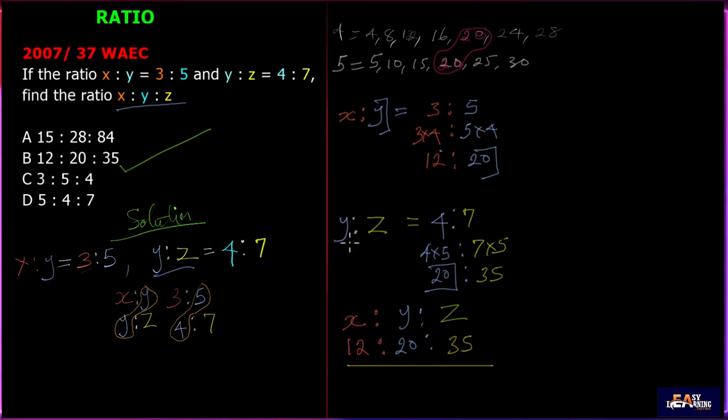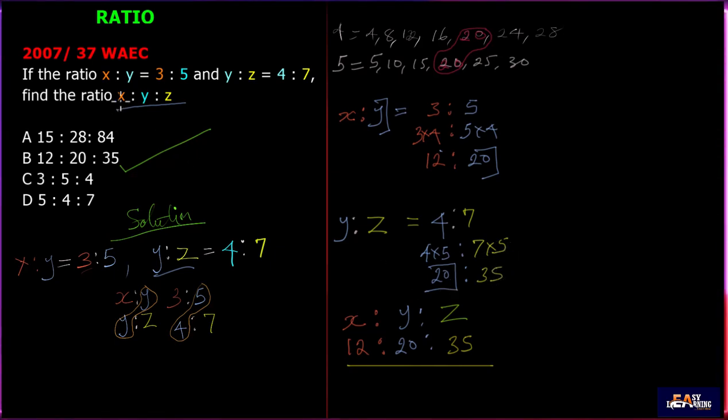Now the next ratio, y is to z, which is 4:7. In this ratio, we ask ourselves a question: which number are we going to multiply with 4 to give us 20? That number happens to be 5. We now use 5 to multiply everything. 4 times 5 is 20. 7 times 5 is 35.